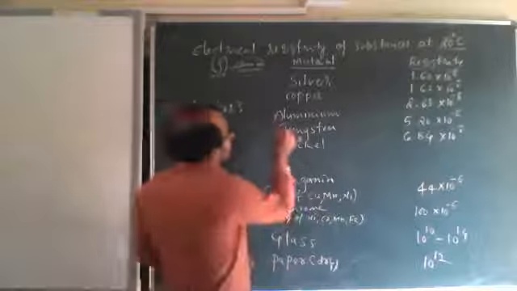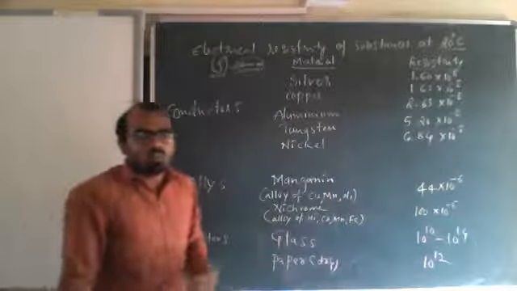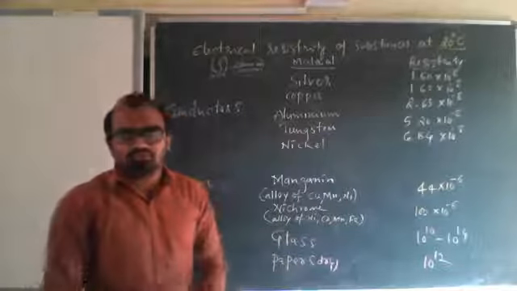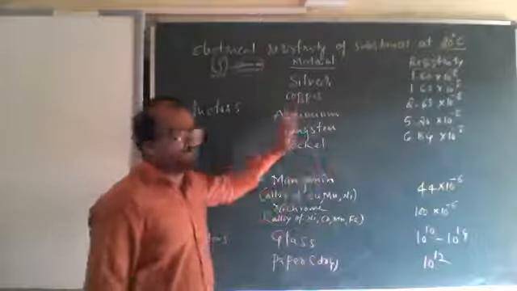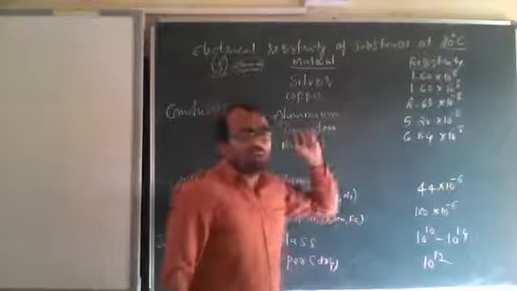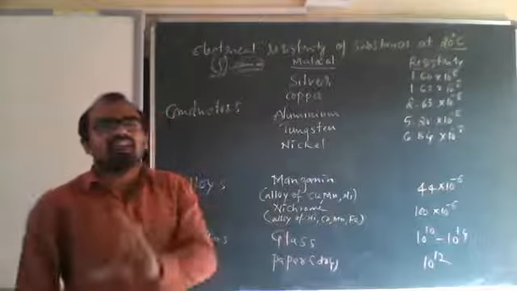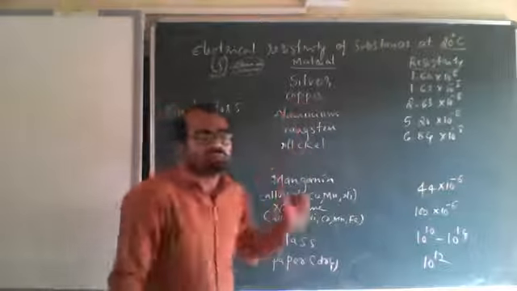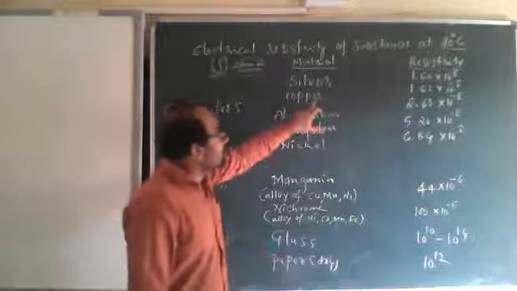One question will be asked to you in your CPS exam: why are copper and aluminum preferred to make wires? Why are almost all the wires made up of copper and aluminum? Because copper and aluminum have very low resistivity. They can conduct the electricity in a proper way. So that is why copper and aluminum are used to make wires, and they are economical.